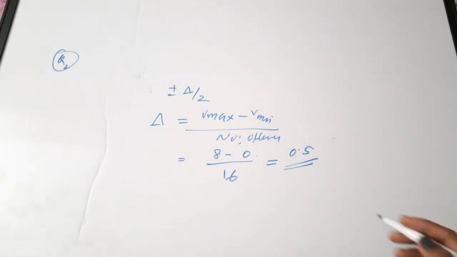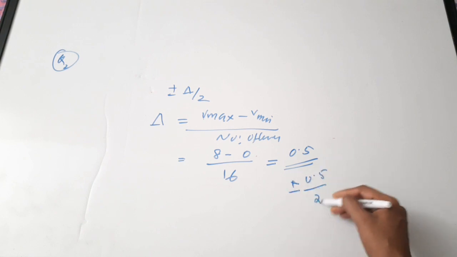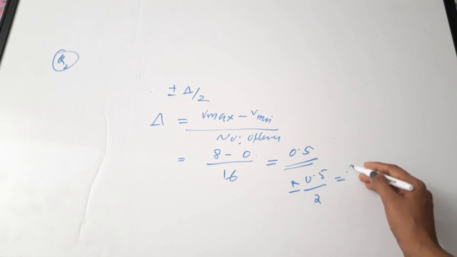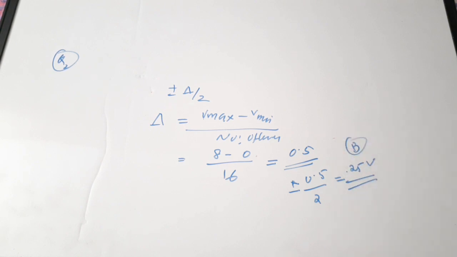Okay, delta is 0.5. We don't need delta, we need quantization error. So the quantization error is plus or minus 0.5 by 2, which is equal to 0.25 volt. Okay, correct answer is option B. We don't need plus or minus, just write 0.25 volt is the maximum quantization error. Correct answer is option B.